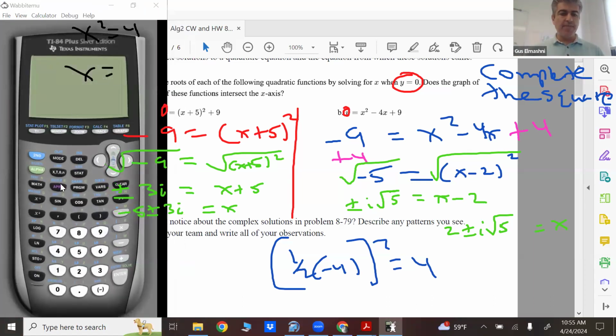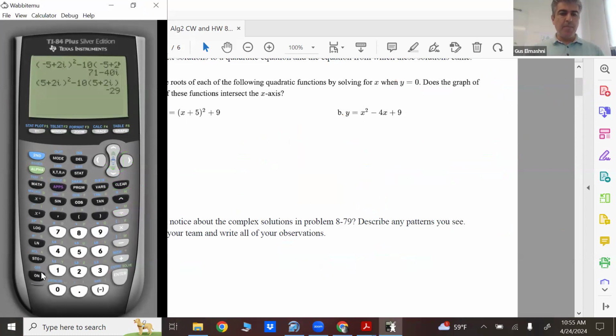Really quickly, guys, let me punch this equation in to y equals x squared. Give me a sec, I'll get there. All right, if I do alpha trace and type in, what was the answer? i root 5, right? I root 5. I should get 0, right?